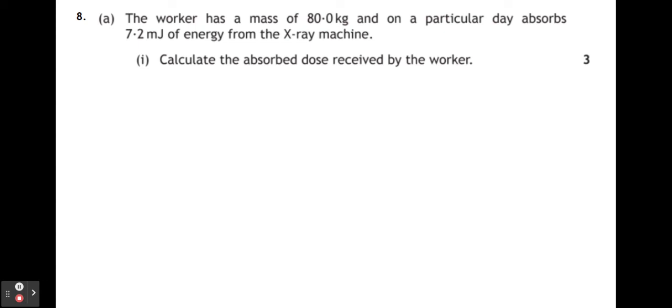So, absorbed dose can be calculated by energy divided by mass. The energy they receive is 7.2 millijoules, that's 7.2 times 10 to the power minus 3, divided by the mass of the man, which was 80 kilograms. And that gives an absorbed dose of 9 times 10 to the power minus 5 grays.